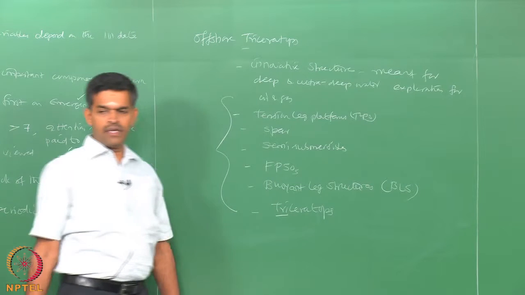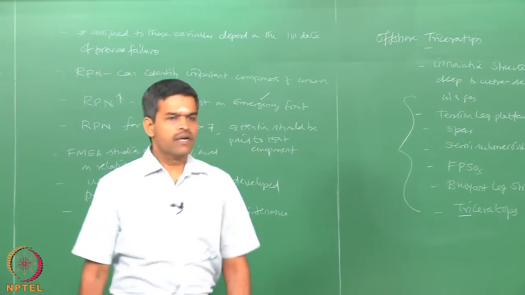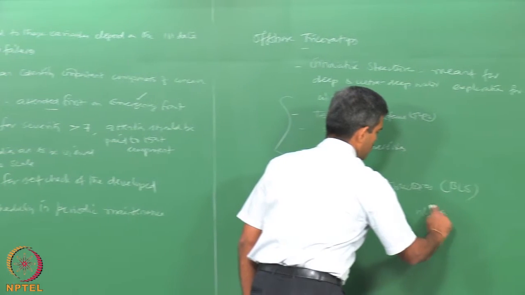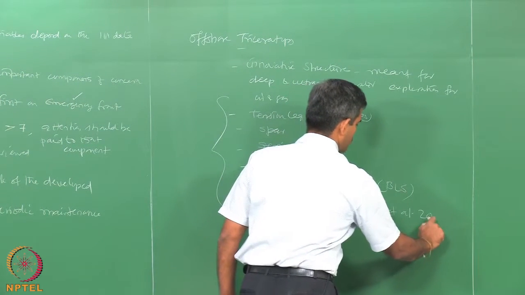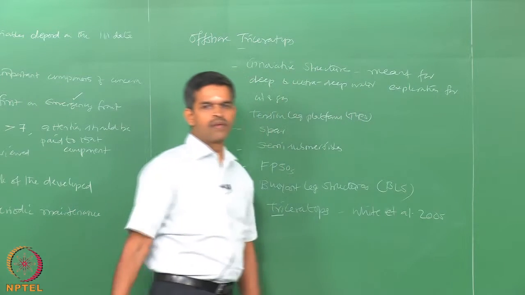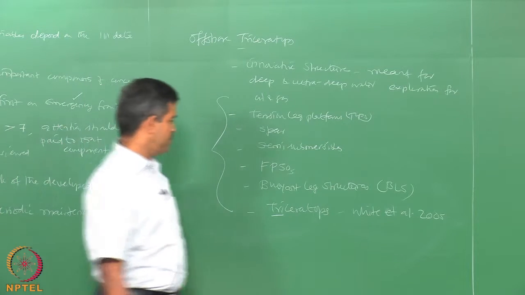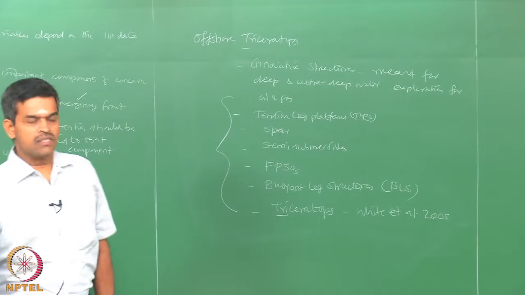Tri indicates it has got 3 legged structure. It is a relatively new concept introduced by White et al. in 2005, Charles White in 2005. What are the components present in this structure?